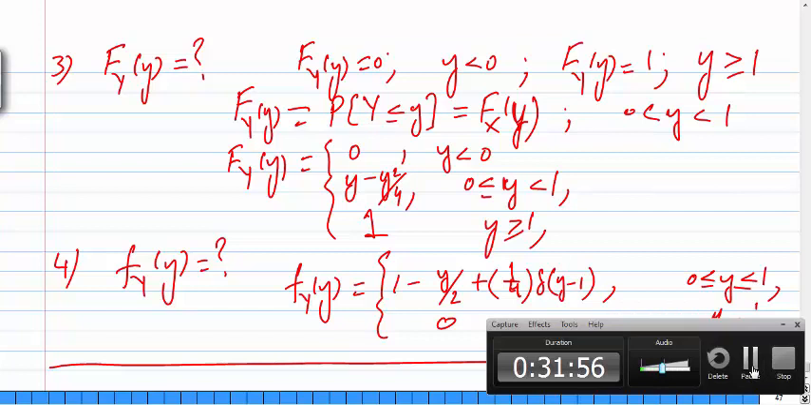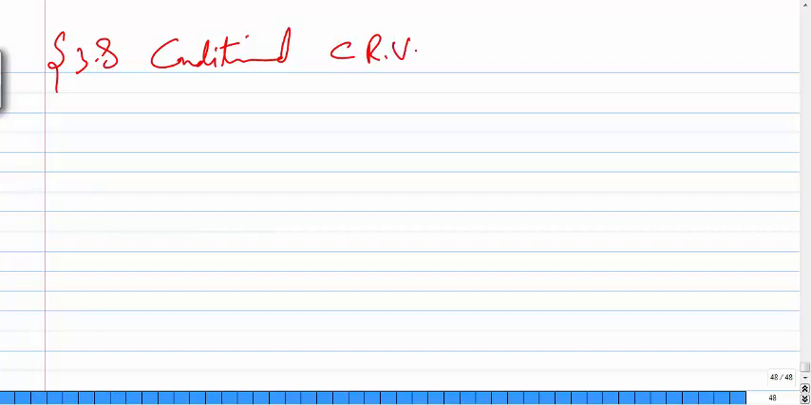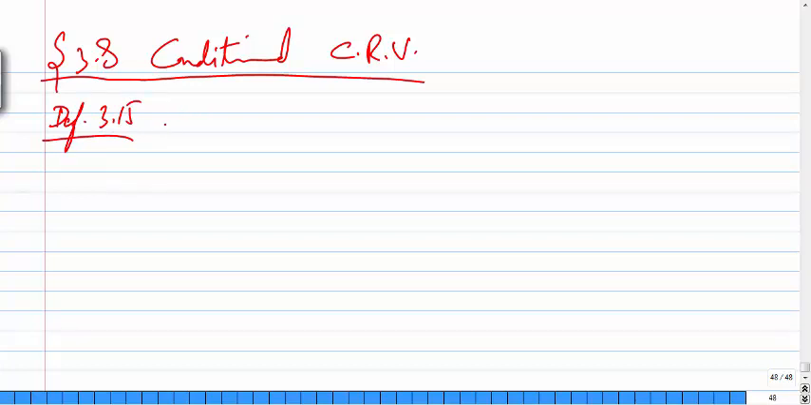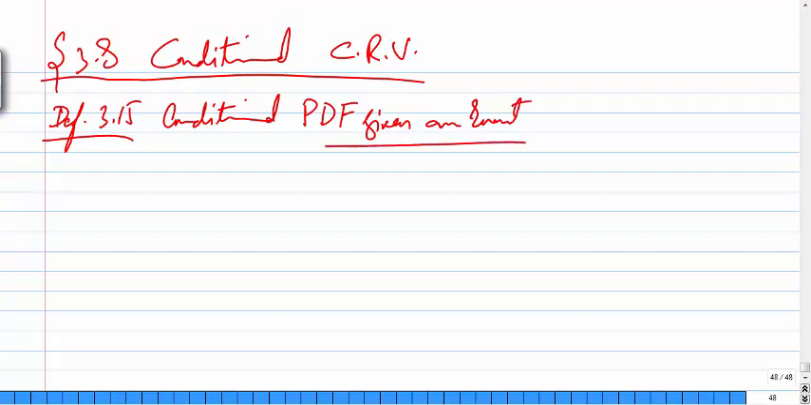Now the last topic of this chapter is article 3.8, and this is about conditional continuous random variables. How do they look if there is a condition? By definition, 3.15 says conditional PDF given an event. Let's just go through it very simply.